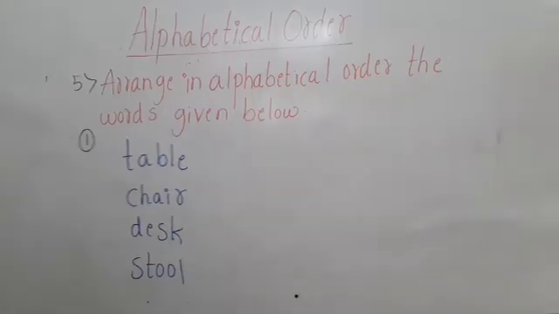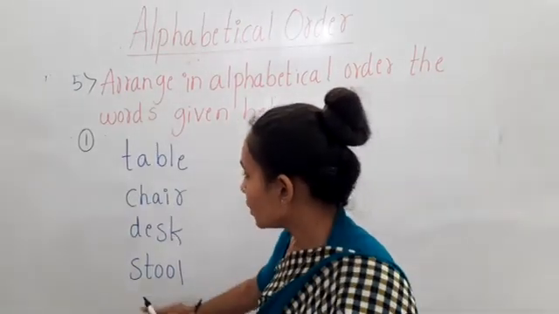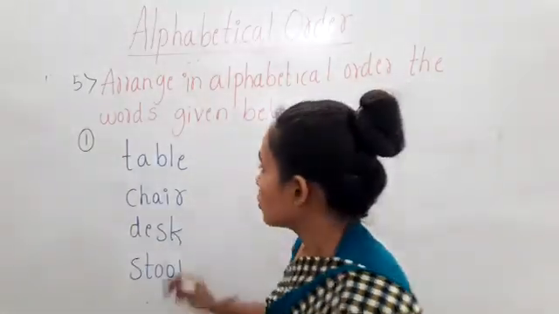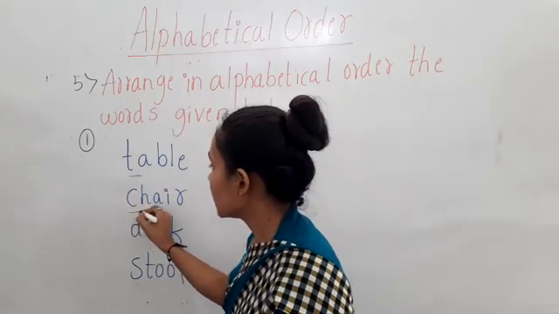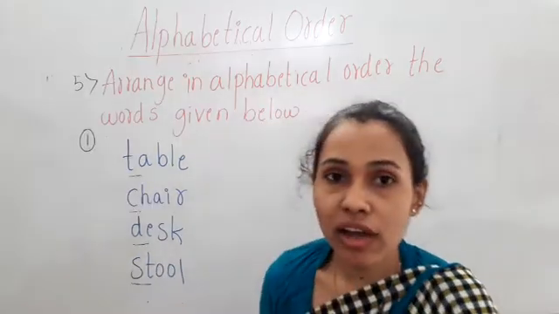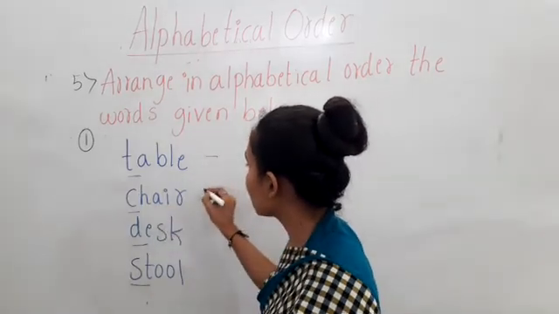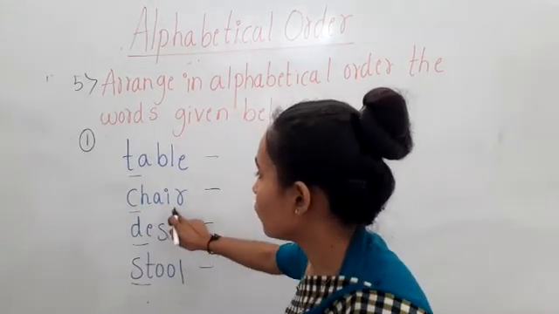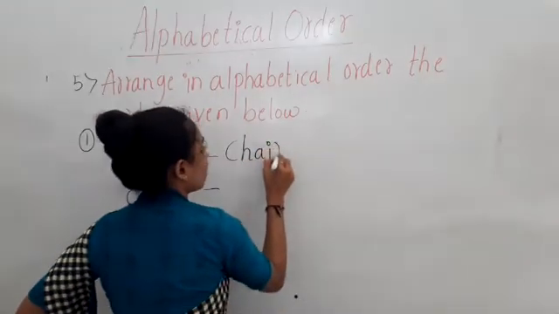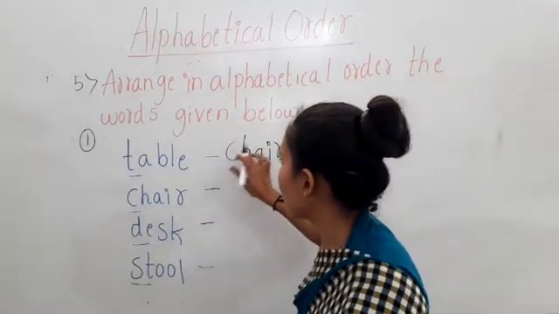Okay. Look at the first letter, children. All the first letters are different. So we have to arrange according to the beginning letter of the word. So here T, C, D, S. So which letter comes first in the alphabet, children? In these four letters, which letter comes first? C, right? So we have to write chair. In the alphabet, C letter comes in the beginning, so we have to write chair.